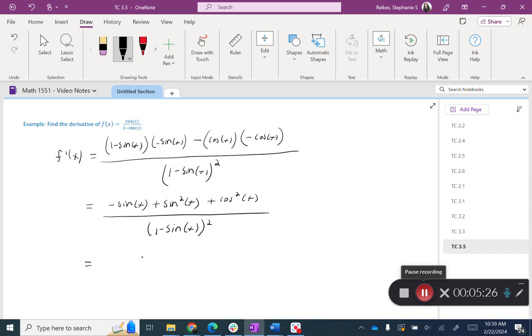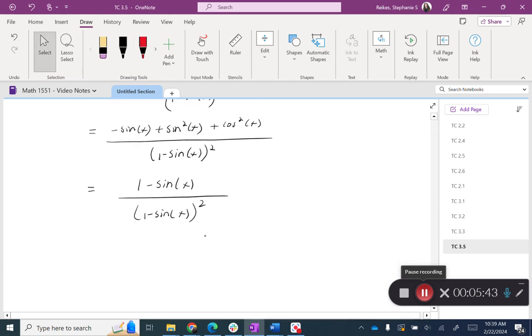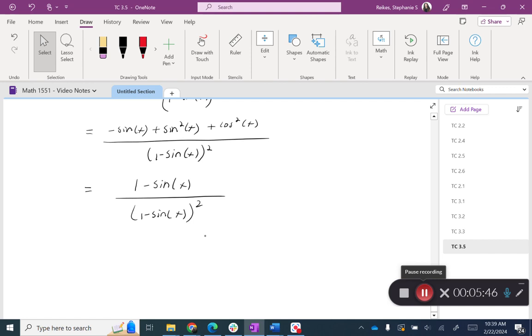So left over in my numerator, I now have 1 minus sine x, all divided by 1 minus sine x all squared. And lastly, just using general exponent rules, we got 1 minus sine x on top and 1 minus sine x squared on bottom. So 1 for 1 will cancel out. And final answer, I'll get 1 over 1 minus sine x.